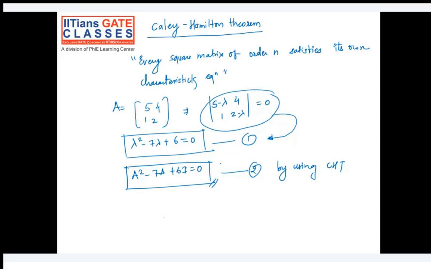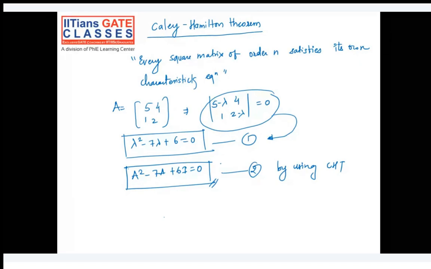Then, according to Cayley-Hamilton's theorem, every square matrix satisfies its own characteristic equation. So you can replace lambda with A, in short. So lambda square minus 7 lambda plus 6 equal to 0 you can write as A square minus 7A plus 6 times identity matrix equal to 0. Are you following it? Every square matrix satisfies its own characteristic equation. So whatever characteristic equation is there, you can replace lambda with A. That is what they are saying, in short. Is it clear to you?